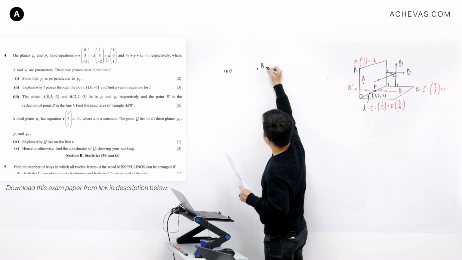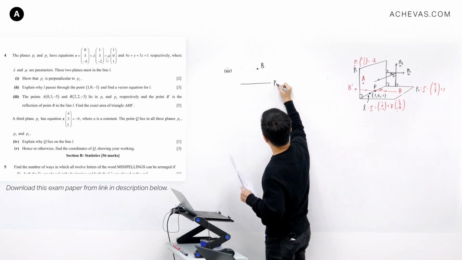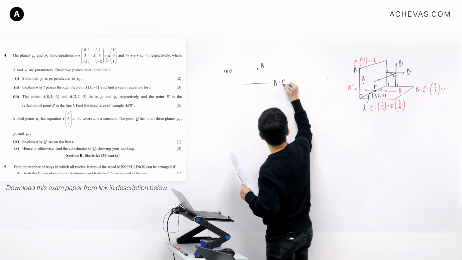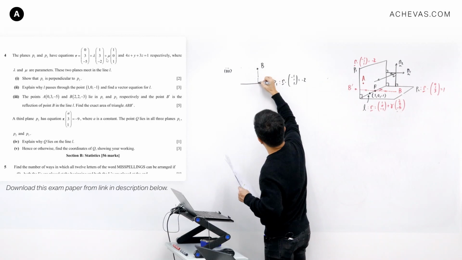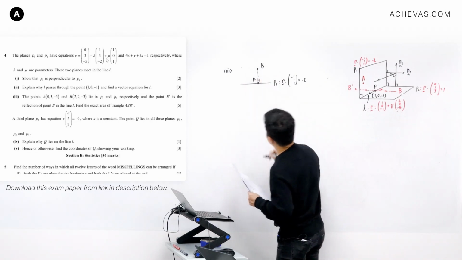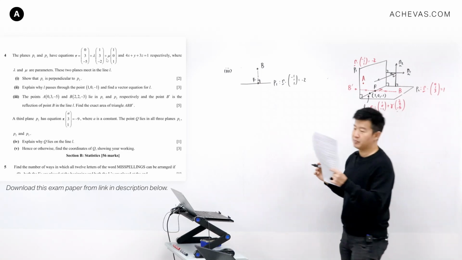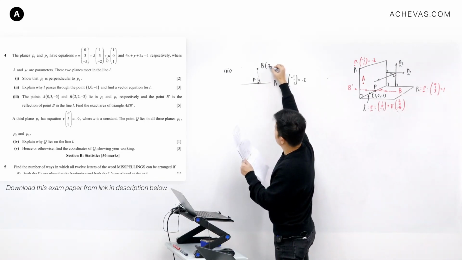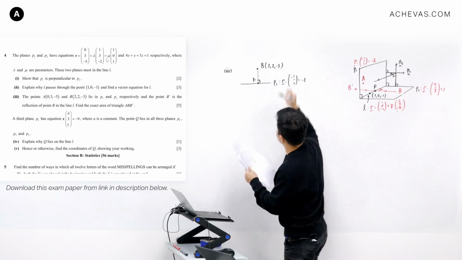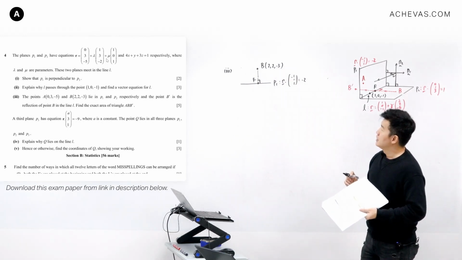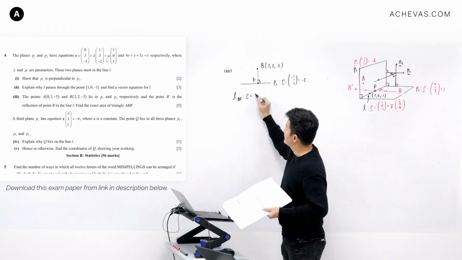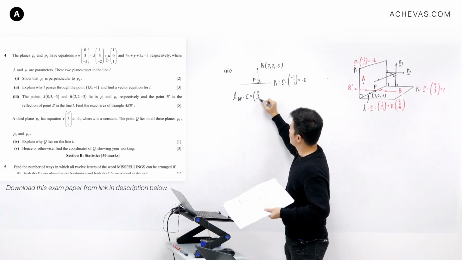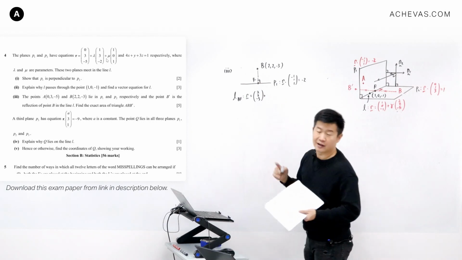So it is going to be B over here, then the plane P1. Plane P1 is r dot (-1, 1, 1) equals -2. So we are going to try to find point F first, the foot of the perpendicular from a point to a plane. B has coordinates (2, 2, -3), which means that I can very easily find the line that passes through B and F.